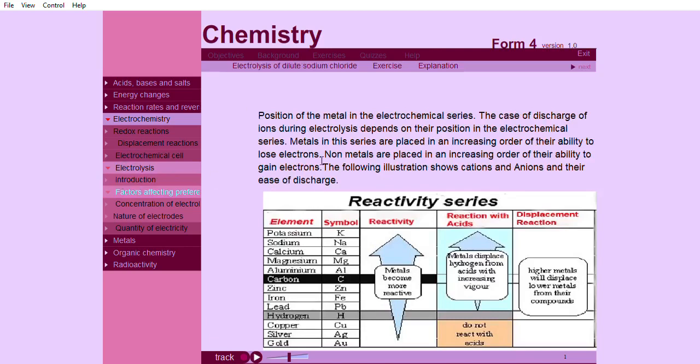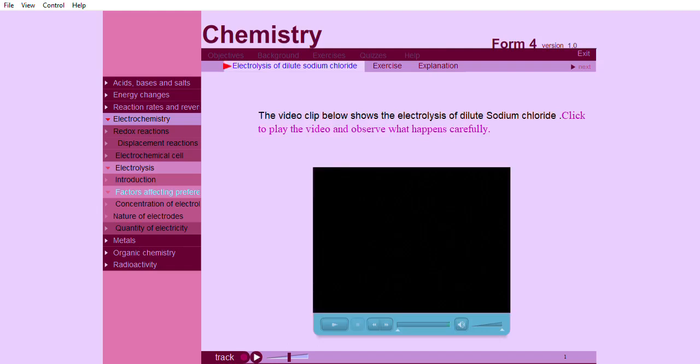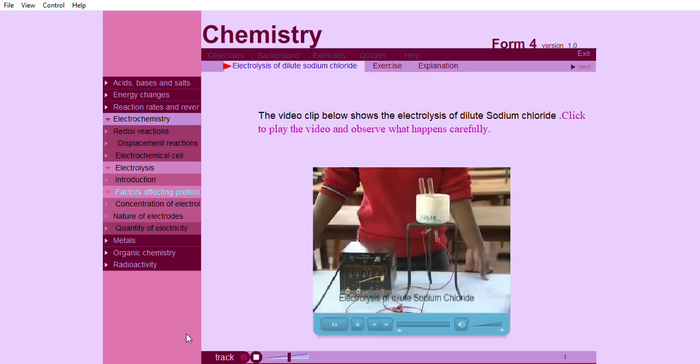Position of the metal in the electrochemical series. The ease of discharge of ions during electrolysis depends on their position in the electrochemical series. Metals in this series are placed in an increasing order of their ability to lose electrons. Non-metals are placed in an increasing order of their ability to gain electrons. The video clip below shows the electrolysis of dilute sodium chloride. Click to play the video and observe what happens carefully.